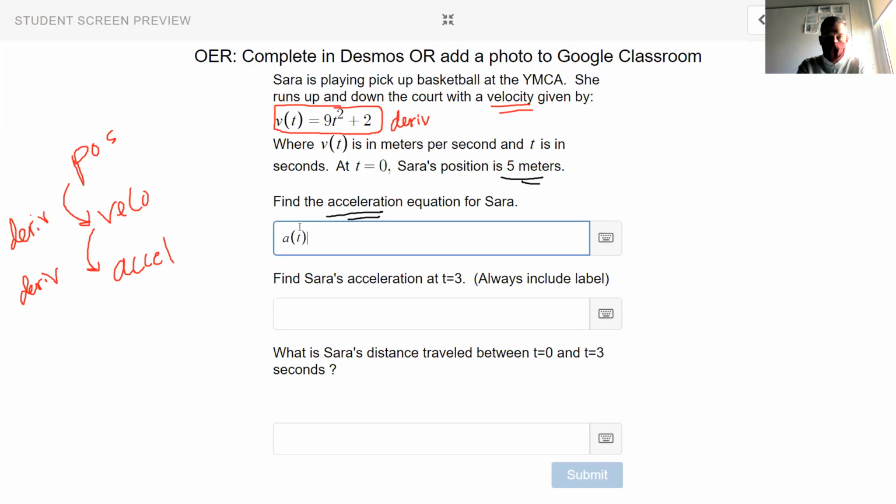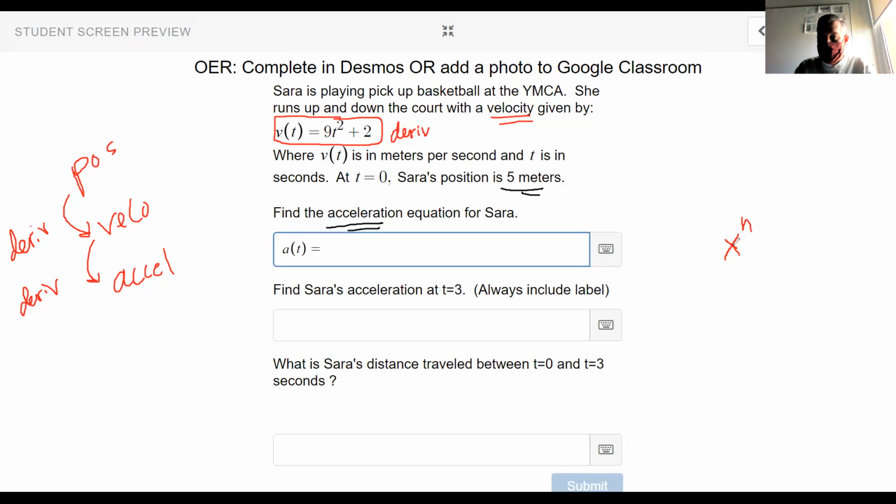Now I'm going to label this A of t equals. So now how do I take the derivative? You have to use the power rule. Remember what the power rule is. It's for derivatives. If you're given something and you need to take the derivative, we're going to move the n to the front, and then we're going to subtract 1 from it, right? That's the derivative.